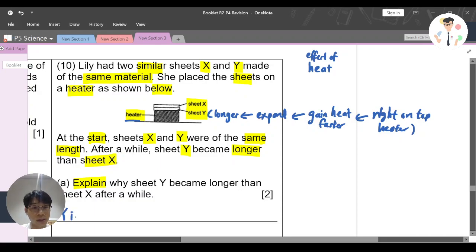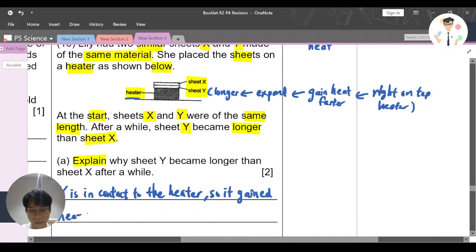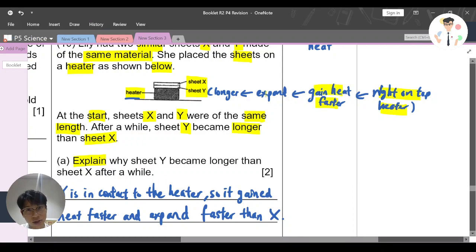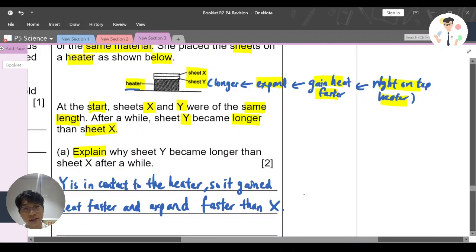Why? Because Y is in direct contact with the heater, so it gains heat faster and expands faster than X. That makes sense, right? Again, it is right on top of the heater, so it gains heat faster, it expands faster, that's why it's longer. Okay, so that's basically the train of thought you can have when you discuss and explain.